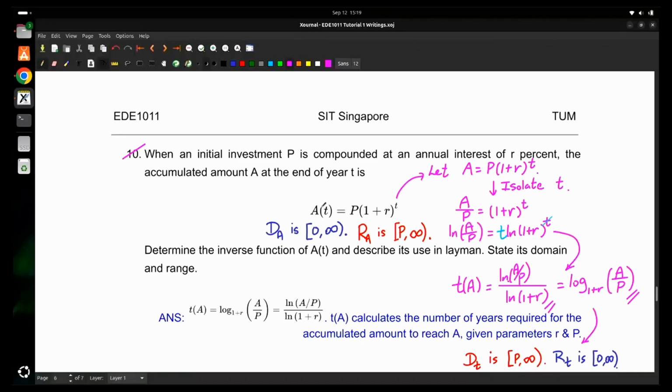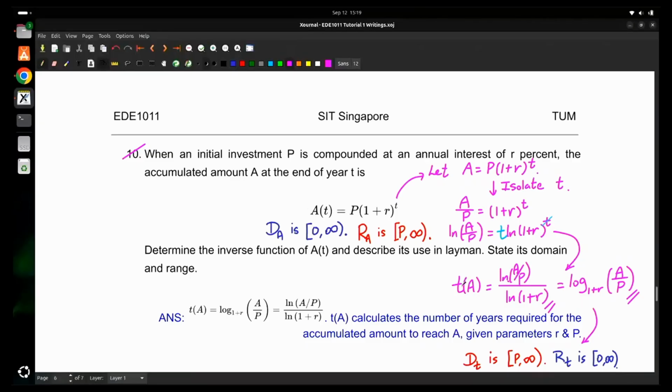The accumulated amount is that I give you the principal, I give you the interest. Those are parameters that are defined, depending on your investment scheme, for example. So now I know that by year t, I can get this amount in my investment. So this is the purpose of A of t.